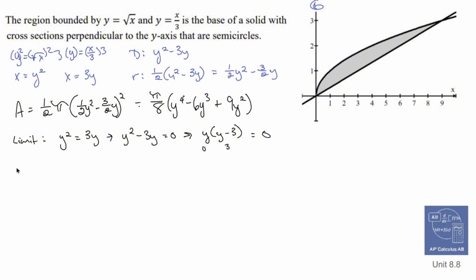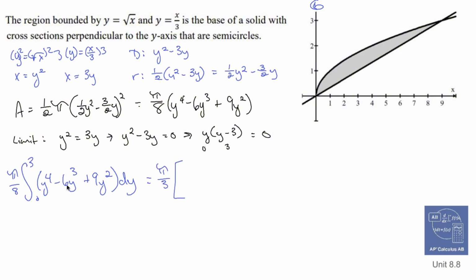What's not happy is what's about to happen. I'm going to integrate that guy right there. So let's rip out the pi over 8, go from 0 to 3 of y to the 4th minus 6y cubed plus 9y squared dy. All right, so the pi over 8 is going to still exist out there.